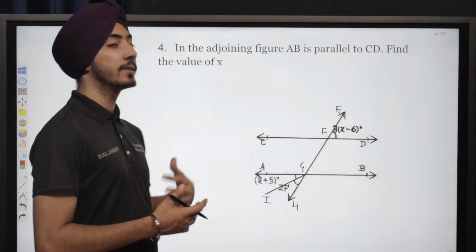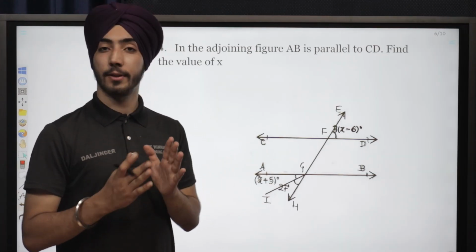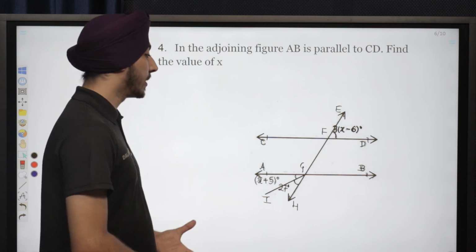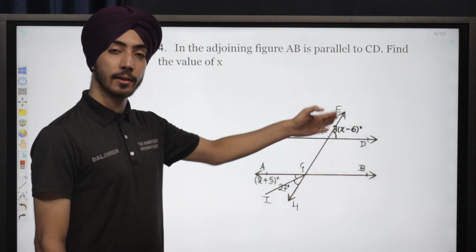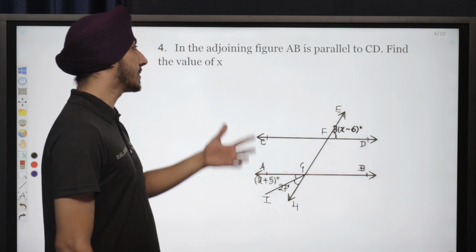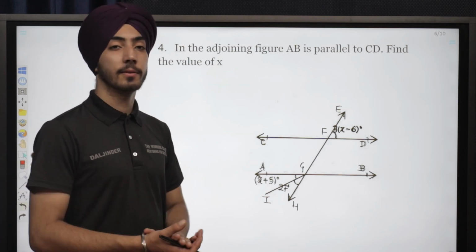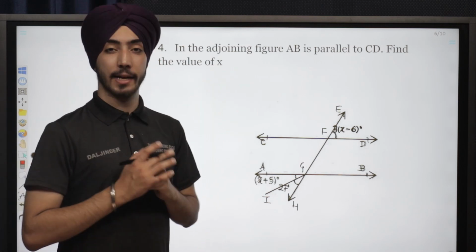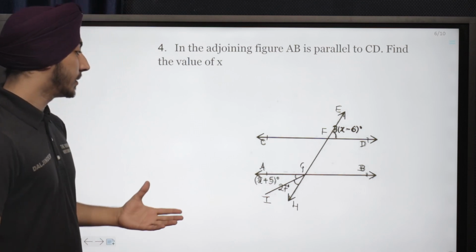Now question number 4 is slightly similar and slightly different from the previous question we just did. What's the similarity? Again, 2 parallel lines are given and again one transversal is going through them. But this time we do not have 3 variables as we had in the previous one. Here we just have to find out the value of x. Okay. Now let's see what are the values given here.